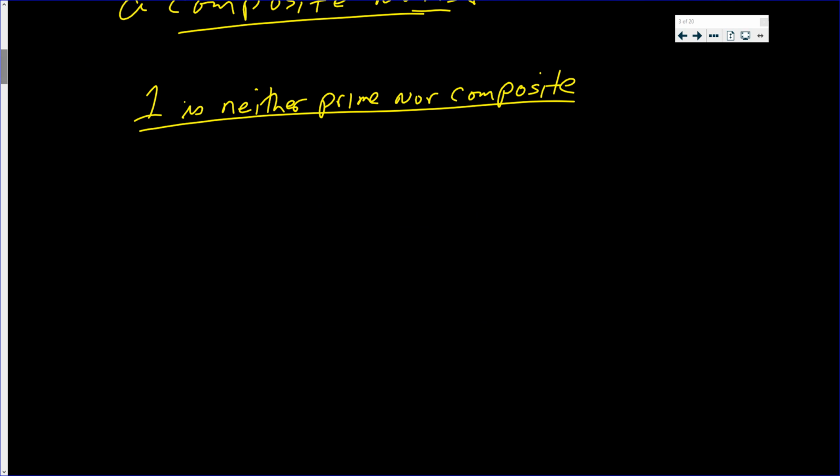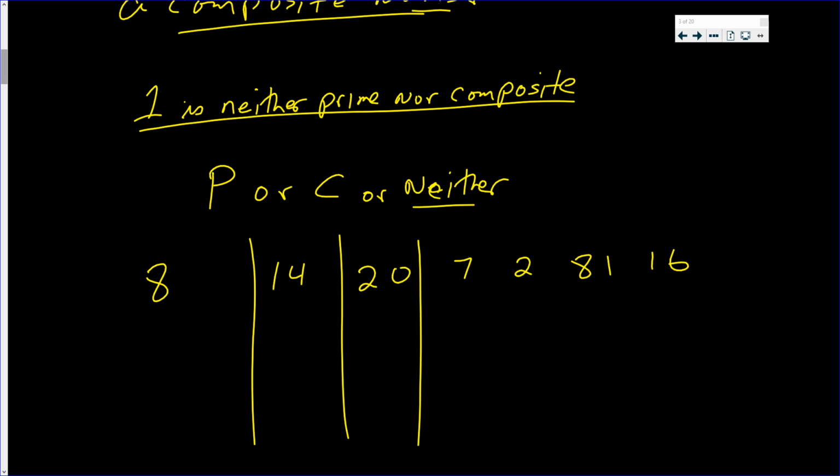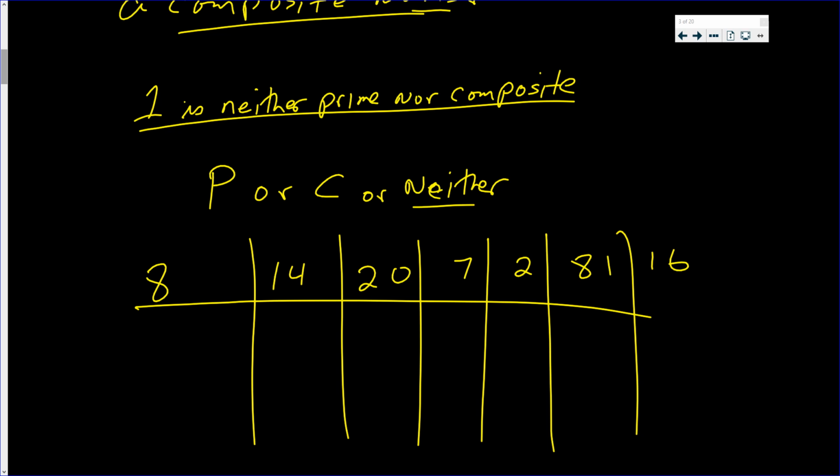Okay, so I'll give you a list of numbers and I'll ask you to say if they're prime or composite, or neither. And the only one you should say, yep, neither, is 1. As long as it's a natural number. 8, 14, 20, 7, 2, 81, and the number 16. Okay, prime or composite. This one is composite, excuse me.